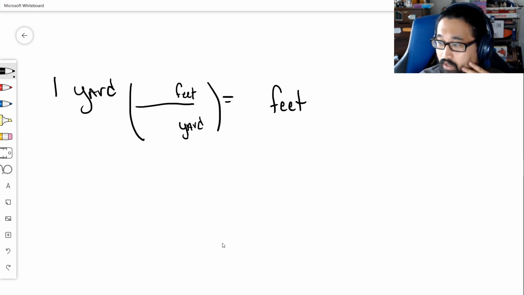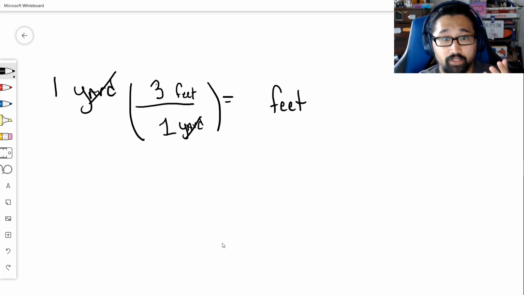Anyway, the relationship between feet and yards, we know it's 3 feet is 1 yard, right? So again, I can cancel out the yards. 1 times 3, and now I can just do math with numbers. 1 times 3 is 3, divided by 1 is still 3. That's fairly straightforward.